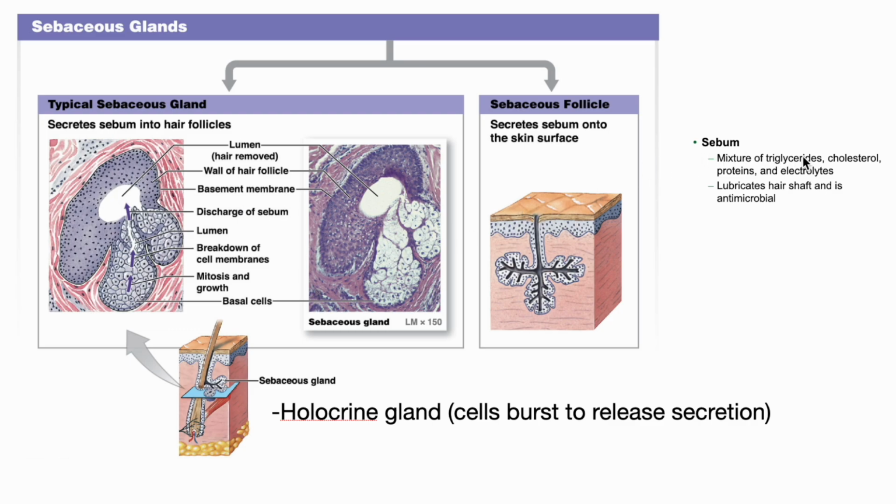Sebum is a mixture of multiple kinds of lipids, including triglycerides and cholesterol, and then there'll also be some proteins and electrolytes in it. And again, it's important for lubricating the shaft of the hair. It also has some antimicrobial properties, and it will lubricate the nearby epidermis as well. And again, just a reminder, it's a holocrine form of secretion from these glands, so the cells actually burst to release the sebum into the ducts that will carry the sebum to the hair follicle.